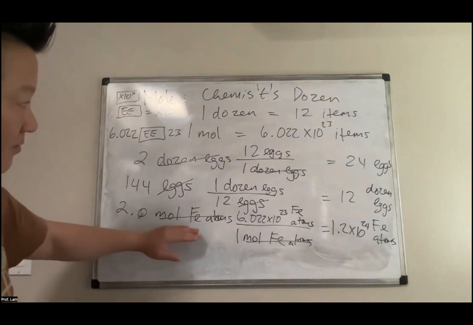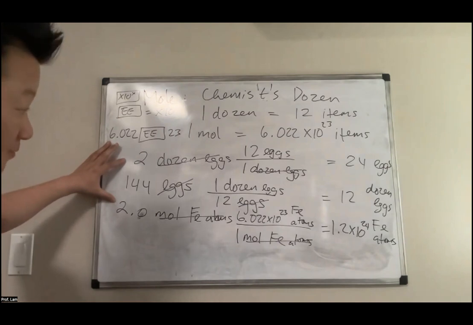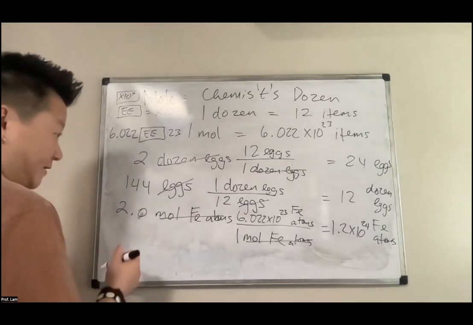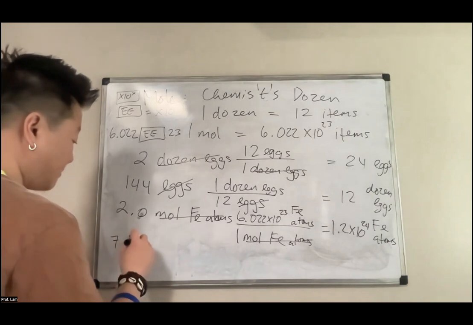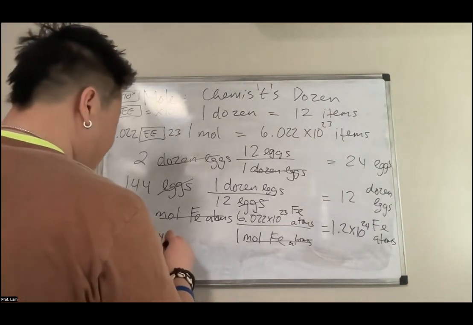You guys see how this is analogous to each other, right? That's why we can think of the mole as the chemist dozen. Now let's do it the other way around. Let's say I have 7.8 times 10 to the 24 atoms of iron.